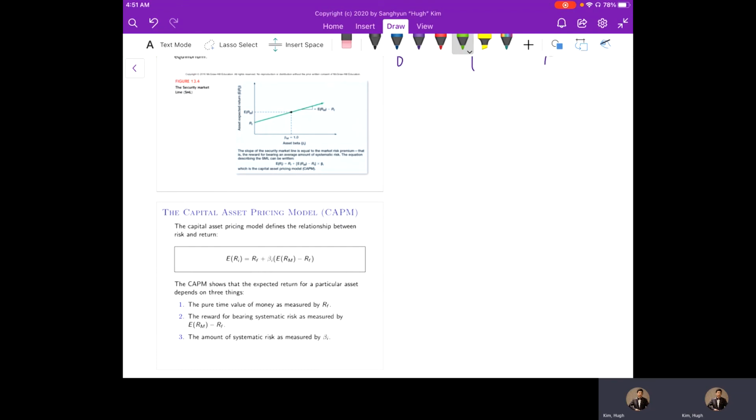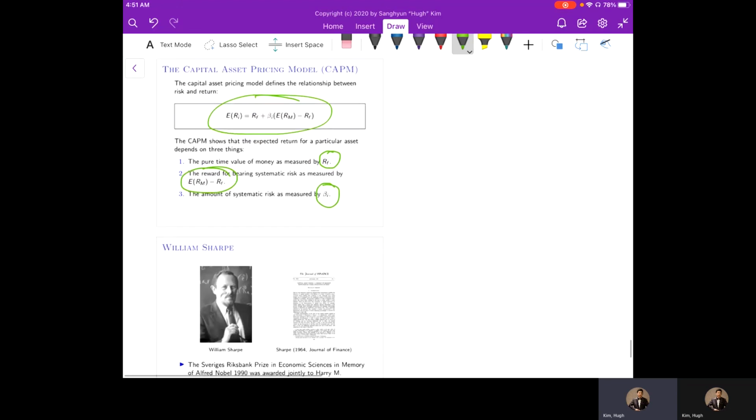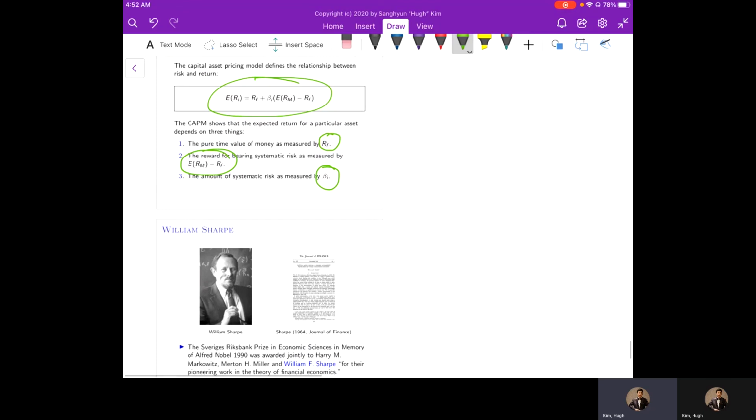So to summarize, the capital asset pricing model defines the relationship between risk and returns in this way. And the CAPM shows that the expected return for individual asset depends on 3 things: the pure time value of money as measured by risk-free rate, and the reward for bearing systematic risk as measured by the market risk premium, and the amount of systematic risk as measured by beta. And this important result was published by W. Sharpe in the Journal of Finance in 1964. And for this, Sharpe won the Nobel Prize in Economics in 1990, along with Harry Markowitz.